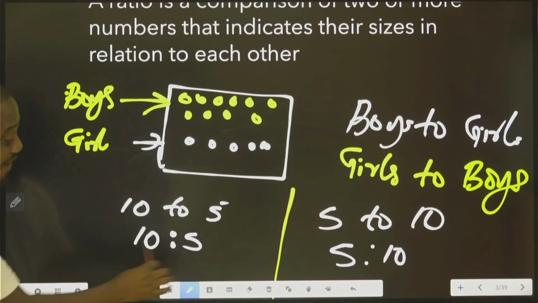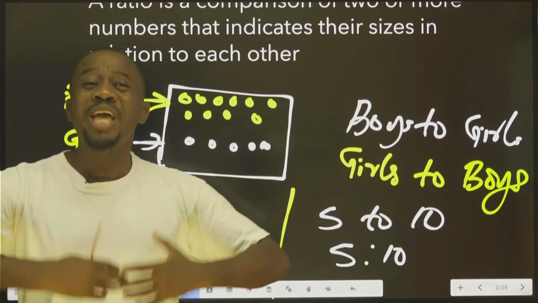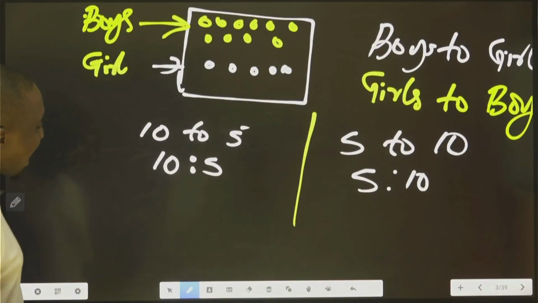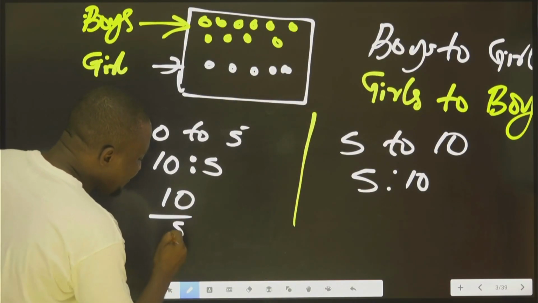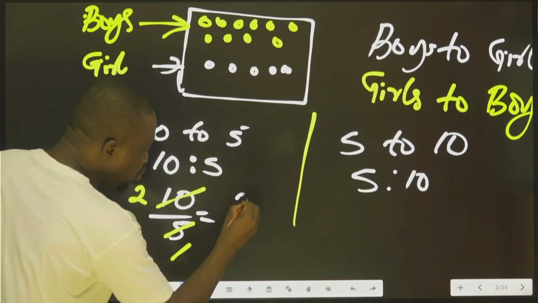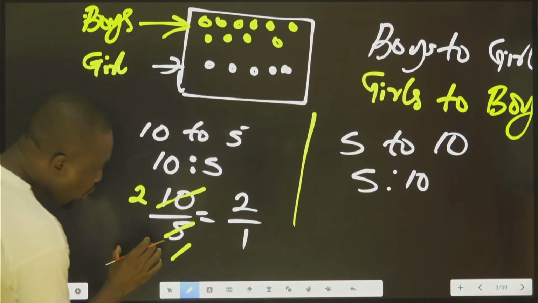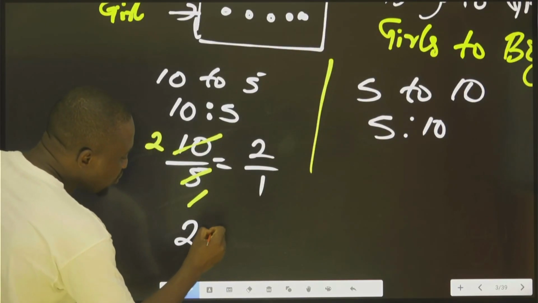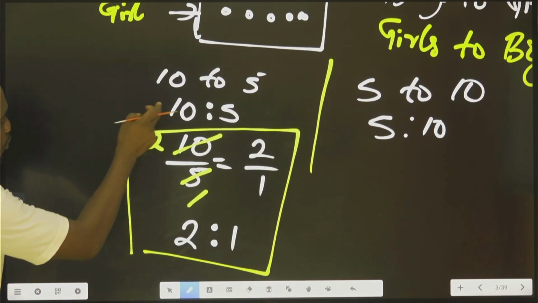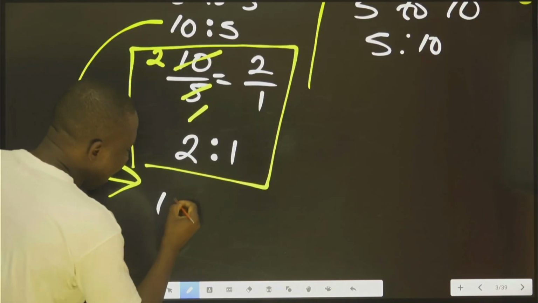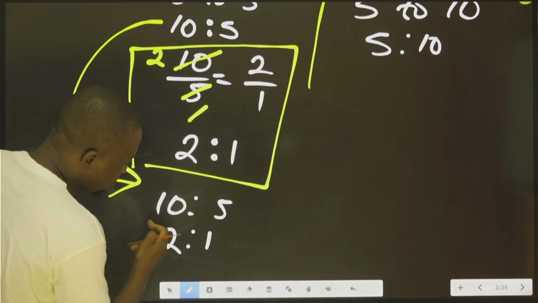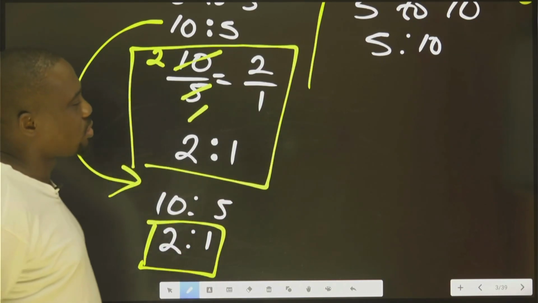You can further simplify this because ratio can also be expressed in form of fraction. Like this one I write here now, we can express it as 10 over 5, which is 5 here is 2, 5 here is 1. That is 2 over 1, which you can finally say is 2 ratio 1. Instead of doing all these, you can from here go straight and say 10 ratio 5, 5 here, 2, 5 here, 1. That is 2 ratio 1.